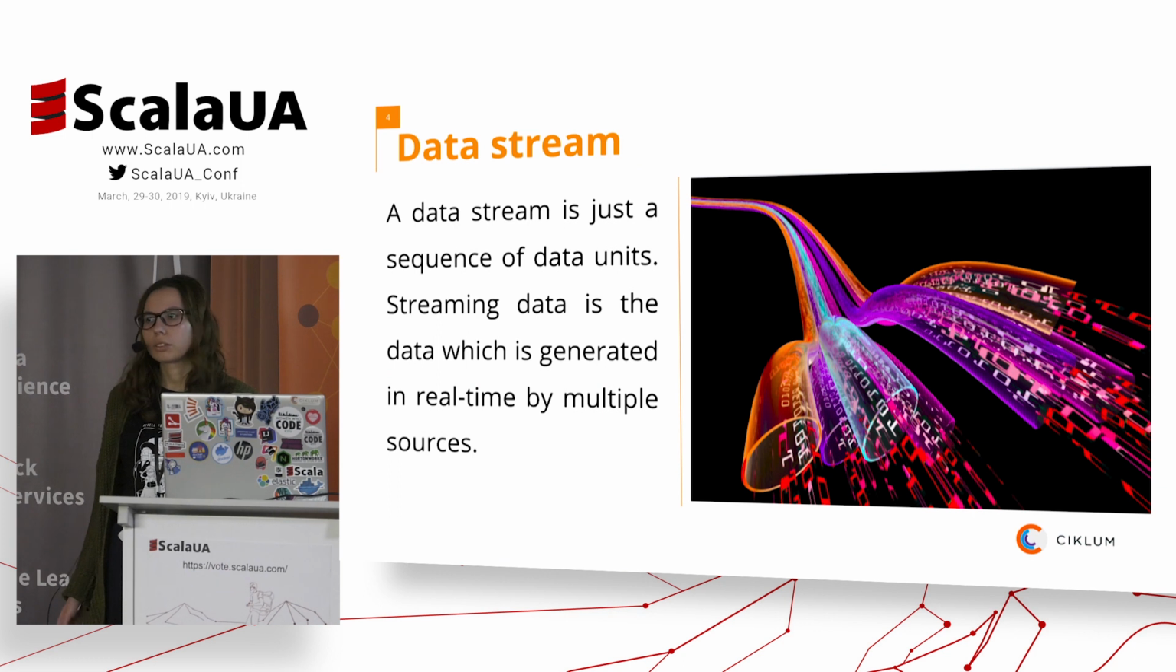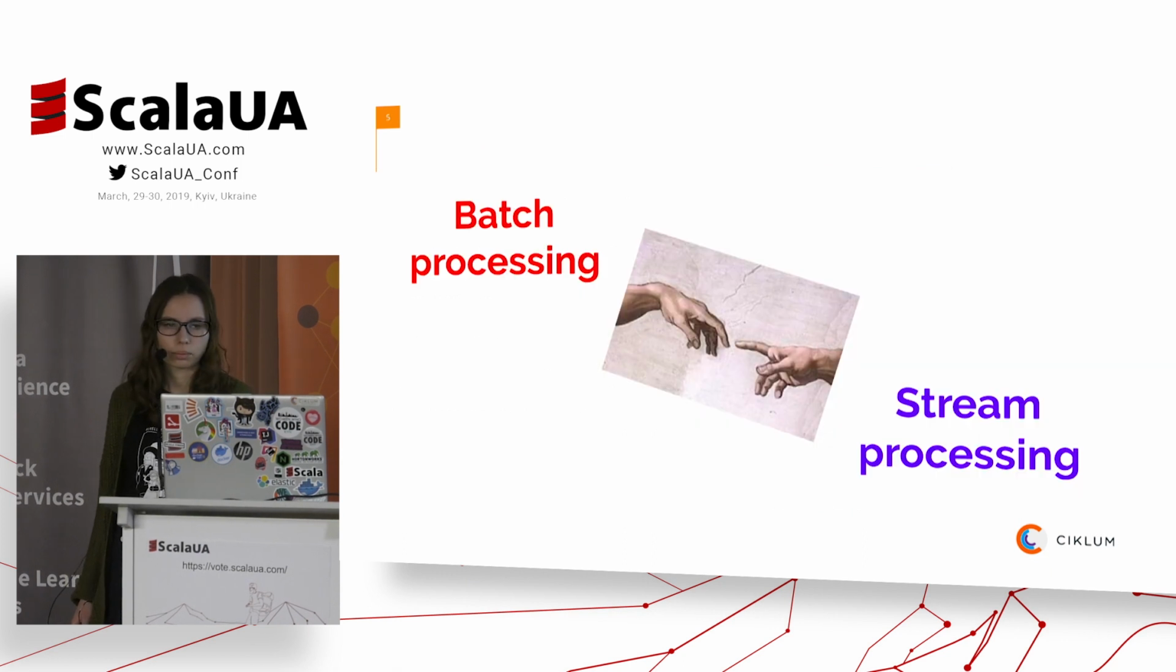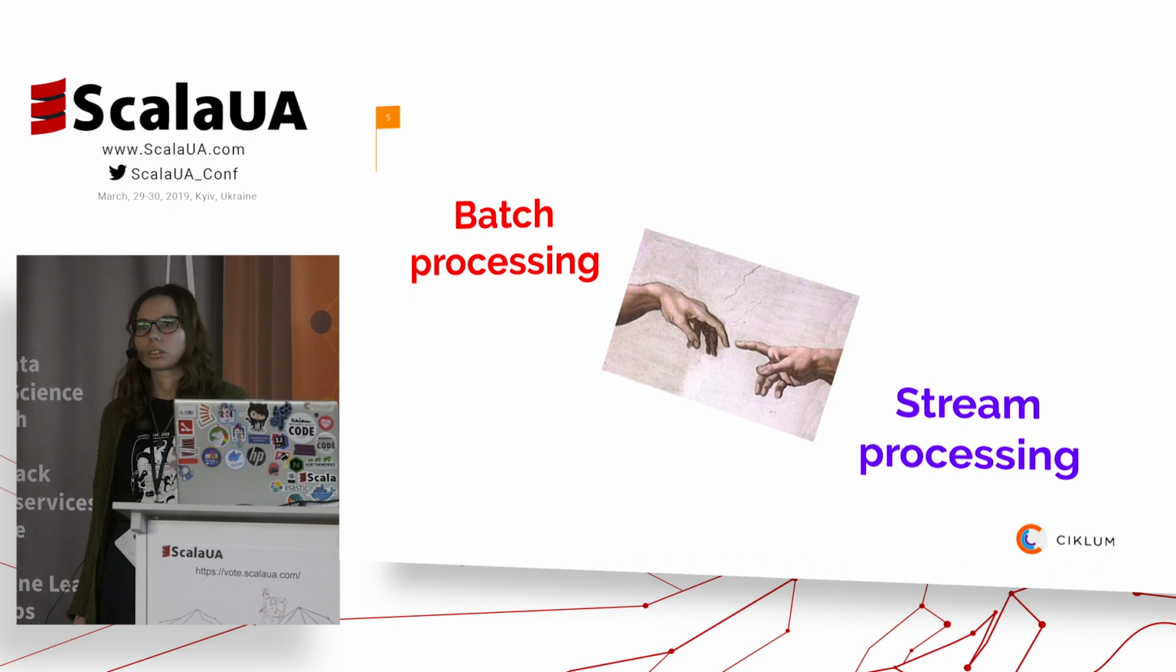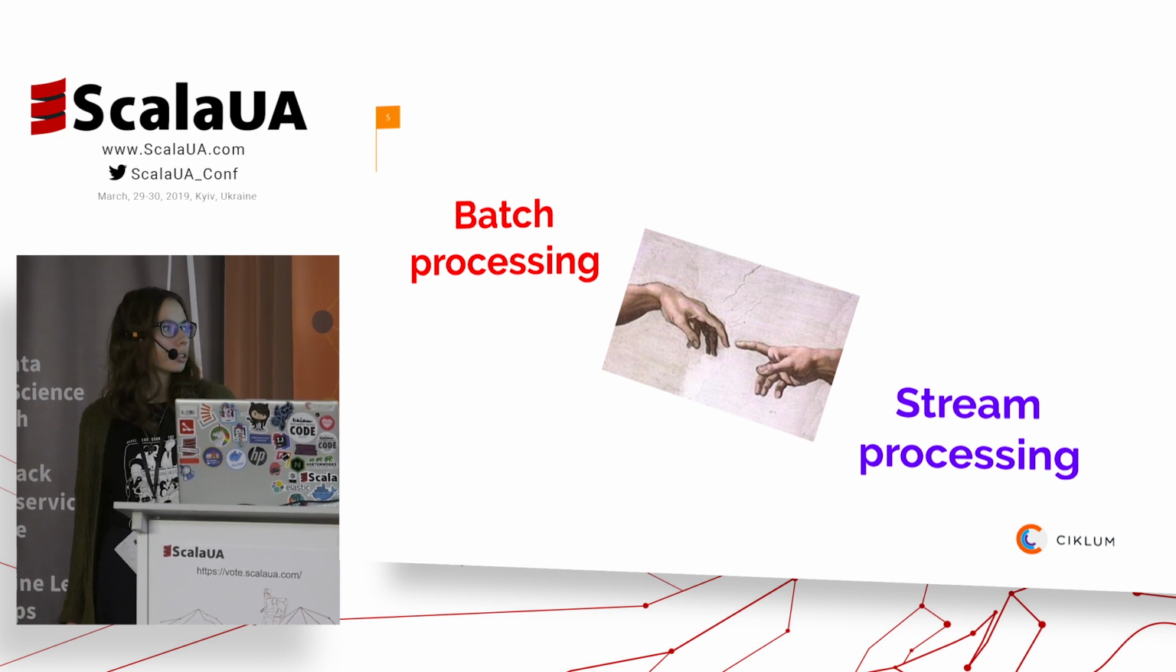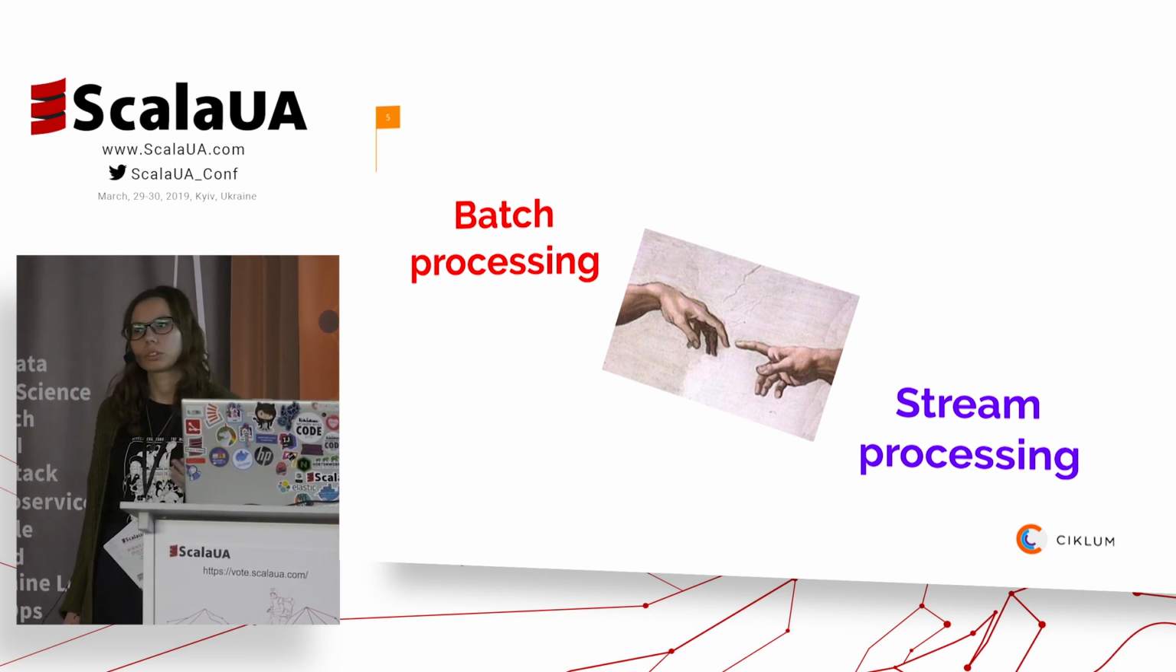So the data stream itself is just a sequence of data units, and this stream is generated by one or multiple sources. When we talk about the data processing, we usually mention two kinds of processing: batch processing and stream processing. There are multiple differences between the two, but we cannot say that both of them are rivals. They can be coexisting, or we can build independent systems with independent types of processing.